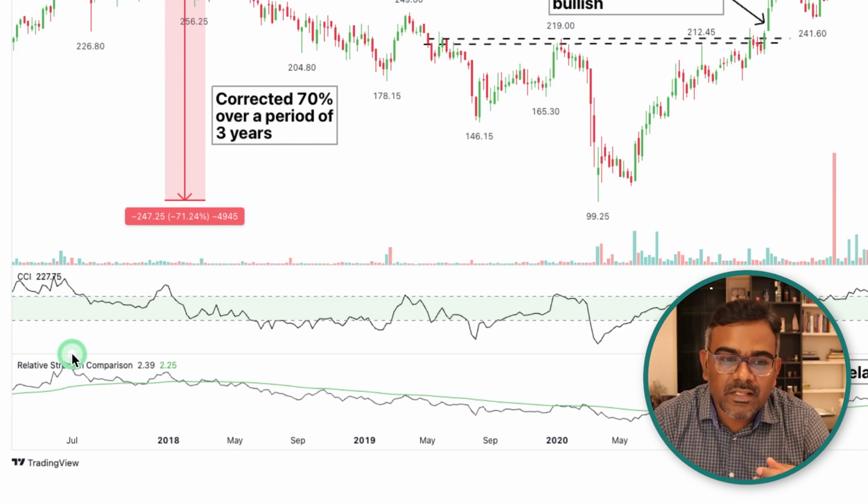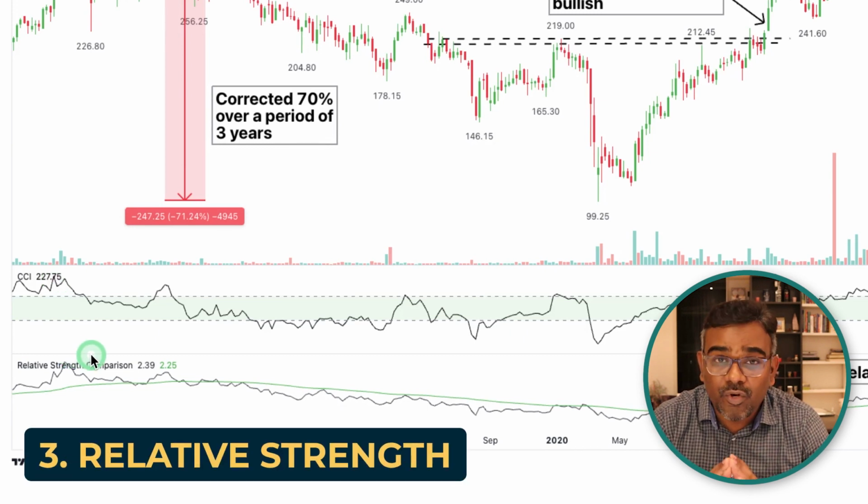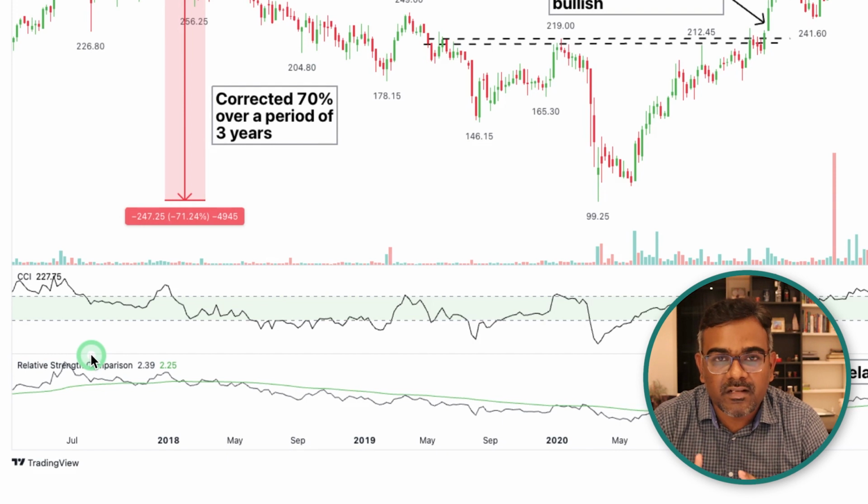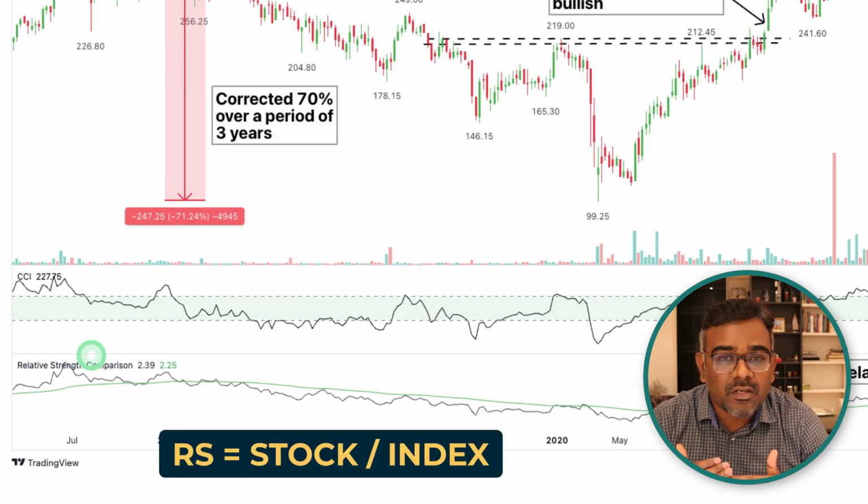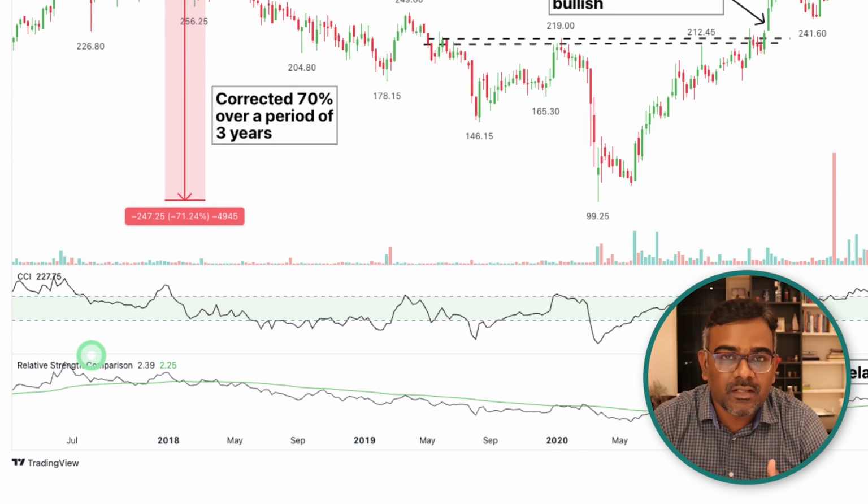The next indicator I'm going to use is relative strength. This is not the relative strength index or the RSI that is commonly used. This is relative strength. I've also done another video on my channel where you can find how to use relative strength and how to use that to take buying decisions. Relative strength here is nothing but the stock divided by the index. Whichever index is up to you, but usually I always use the CNX 500 or the Nifty index. So that is the relative strength.